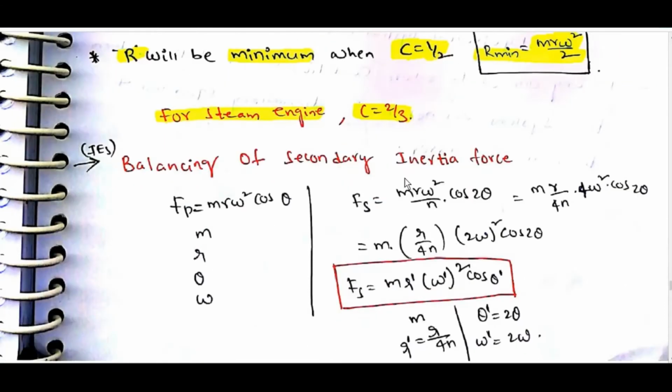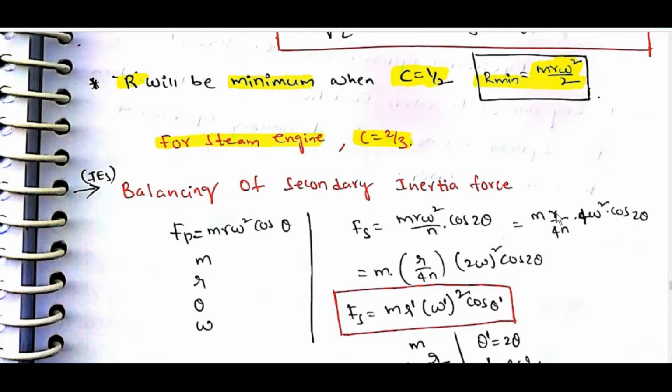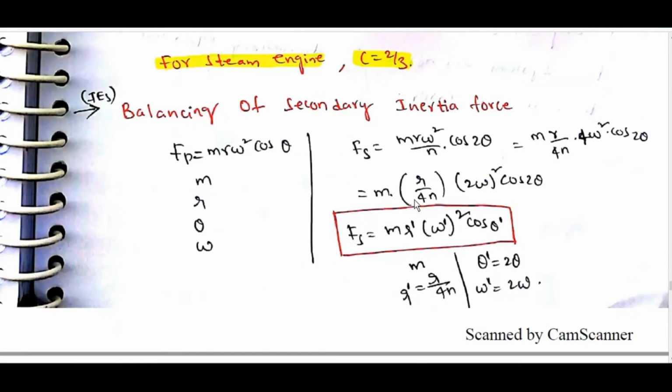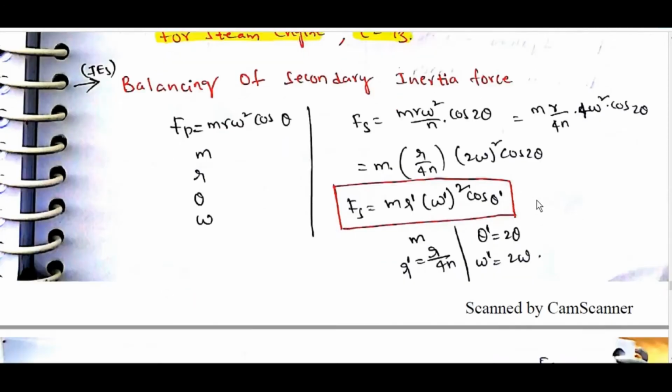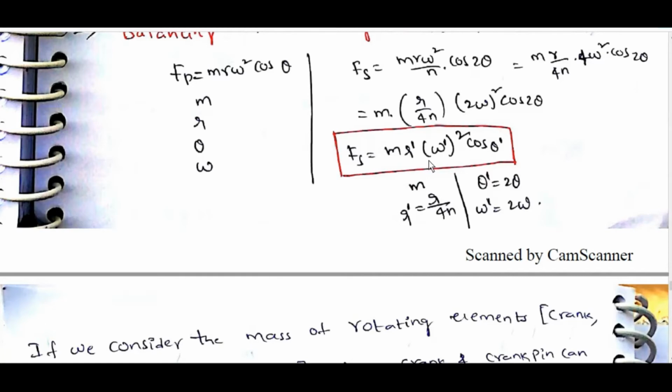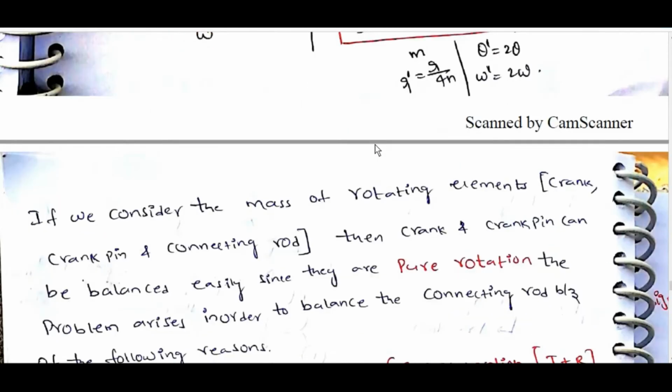Okay, balancing of secondary inertia force. F is equal to m r omega square cos theta. Fs is equal to m r omega square by n cos 2 theta, which is equal to m r by 4n into 4 omega square cos 2 theta, equal to m r by 4n into 2 omega square cos 2 theta. Fs is equal to m prime r prime omega prime square cos theta prime. Theta prime is equal to 2 theta. Omega prime is equal to 2 omega. R prime is equal to r by 4n, m prime.